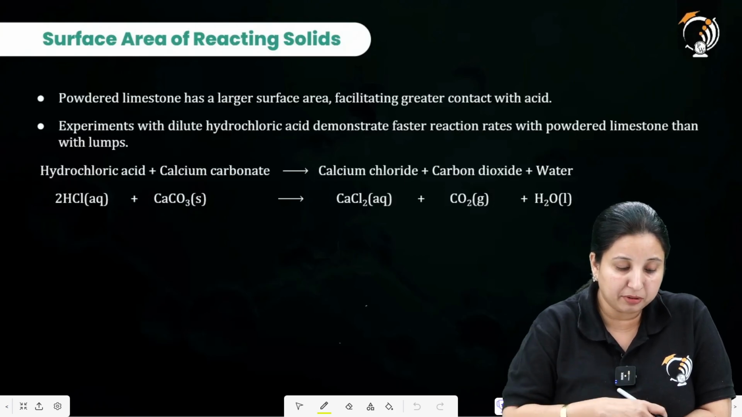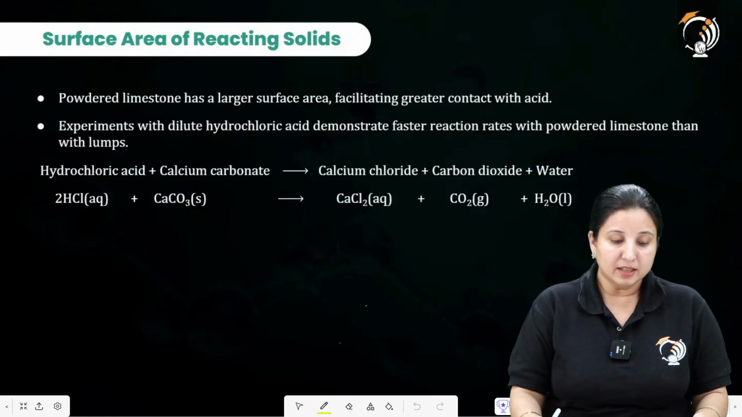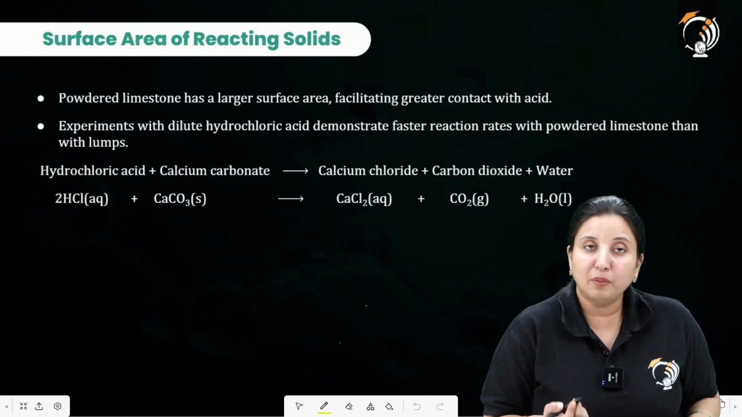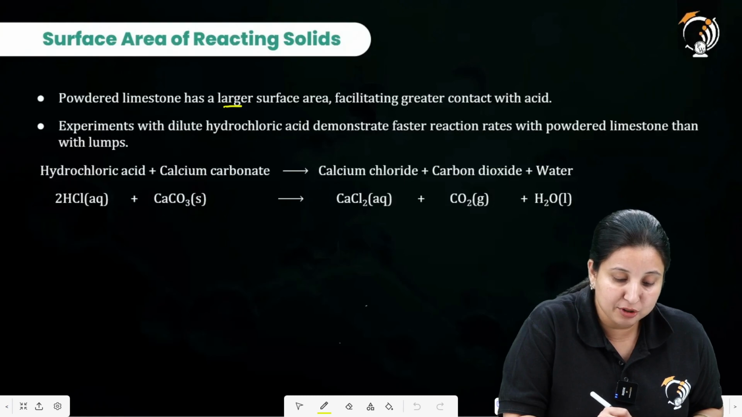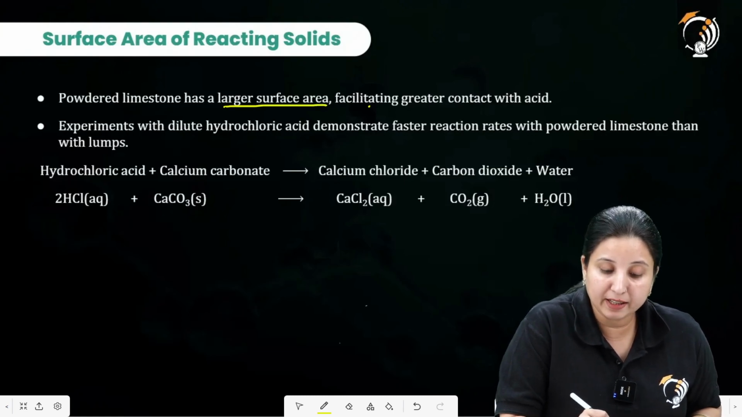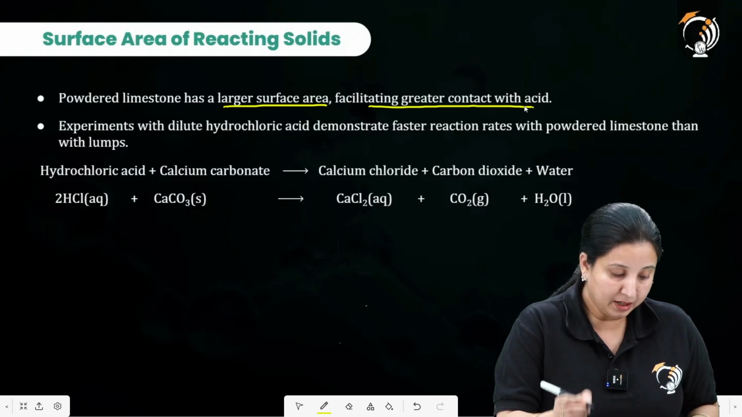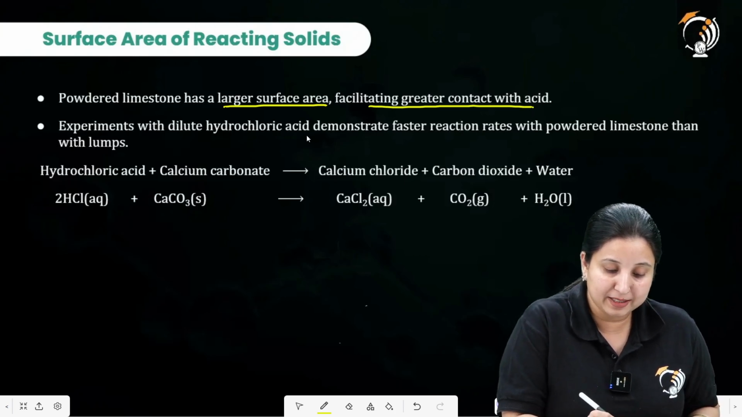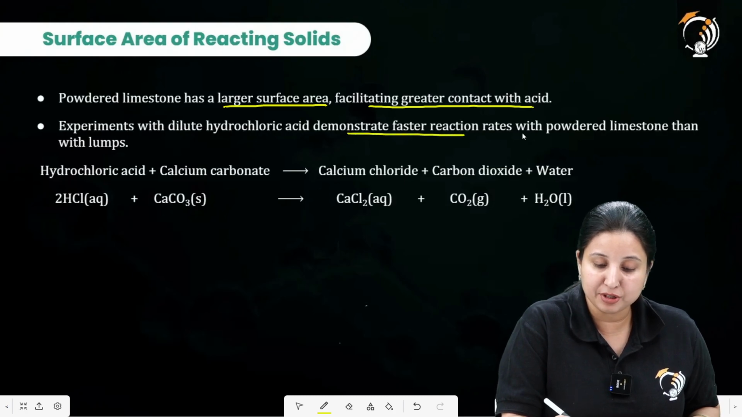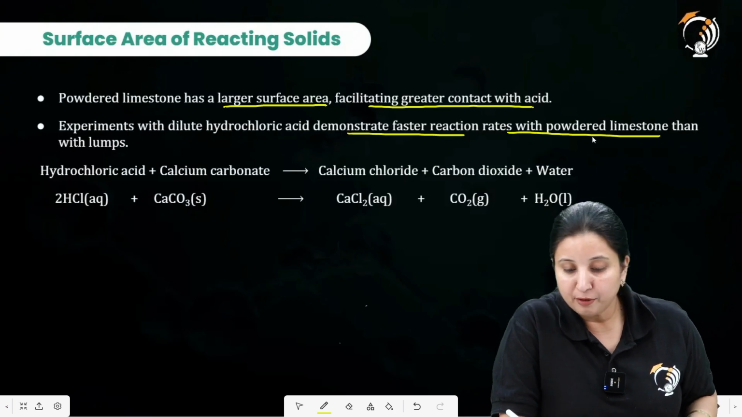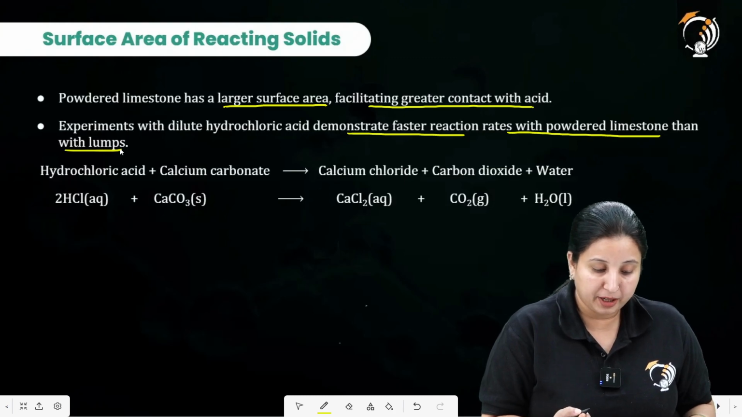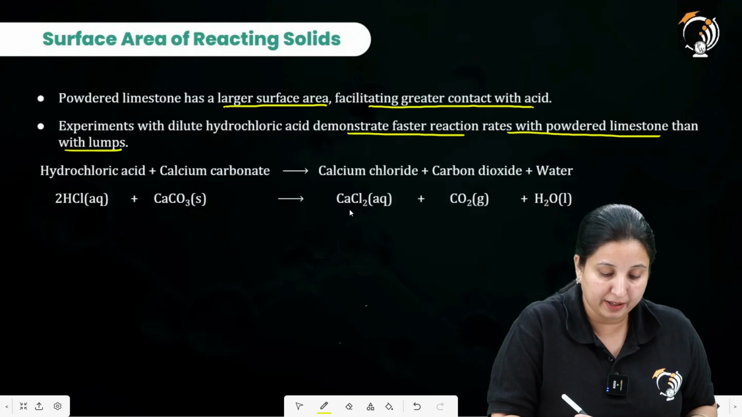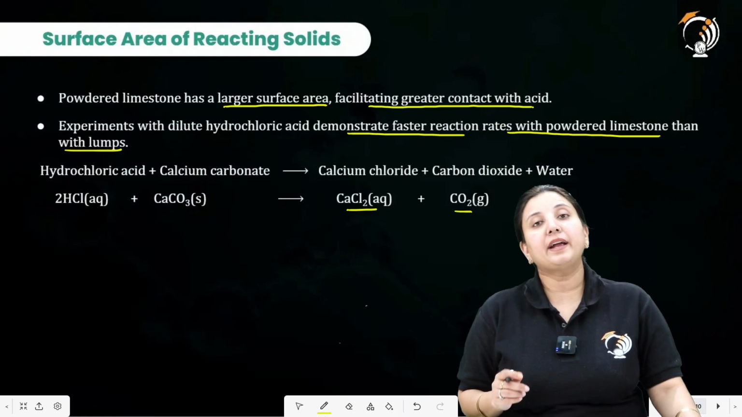Now, when we are talking about the surface area of the reacting solids, over here we have taken the example that powdered limestone has a larger surface area, facilitating greater contact with acid. And experiments with dilute HCl demonstrate faster reaction rates with powdered limestone than with lumps. So, hydrochloric acid plus calcium carbonate gives calcium chloride, CO2 gas and H2O. So, the basic idea over here is what?